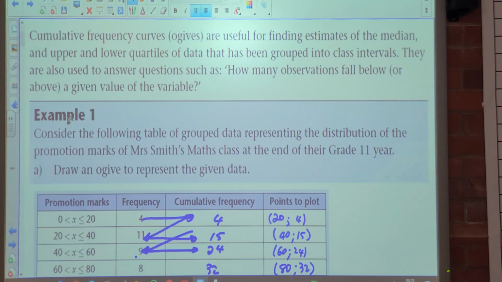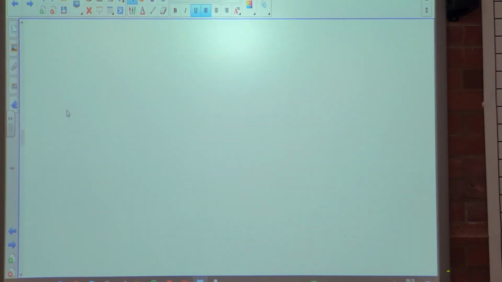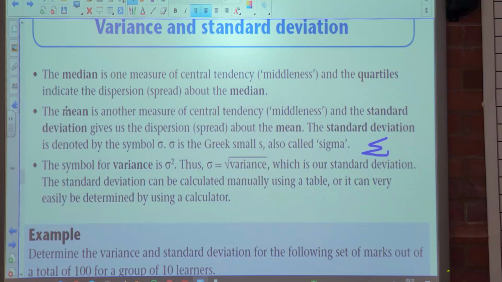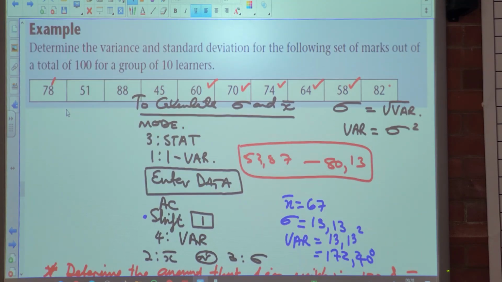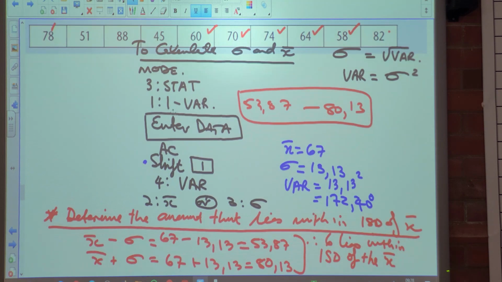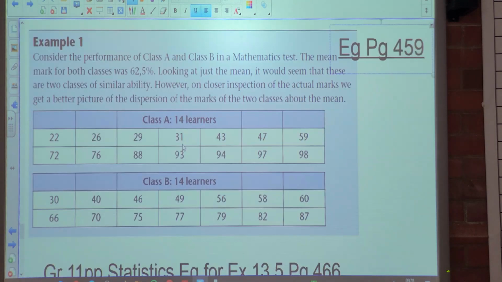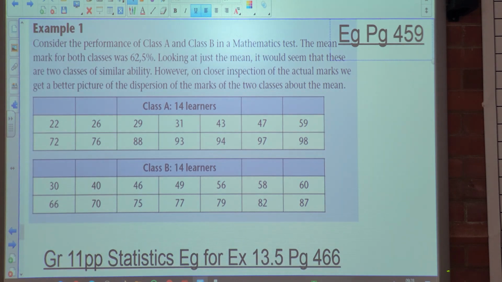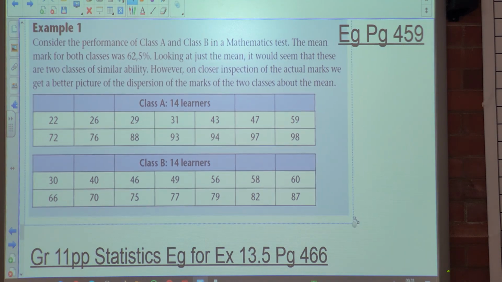Okay, good morning class. So at this point we looked at the introduction to variance and standard deviation, and we did how to actually calculate our variance or standard deviation and mean from the calculator. Okay, we recap that there. So we are on the example on page 463.